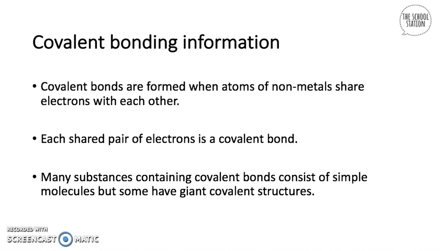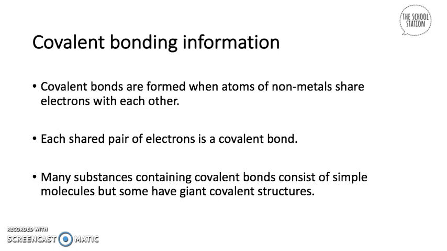In the last video, I talked about ionic bonding, where we actually transfer electrons. We either lose electrons or gain electrons. However, with this one, we can actually share electrons. Each shared pair of electrons is a covalent bond. So whenever atoms of nonmetals share electrons, you will know that a covalent bond has happened between them.